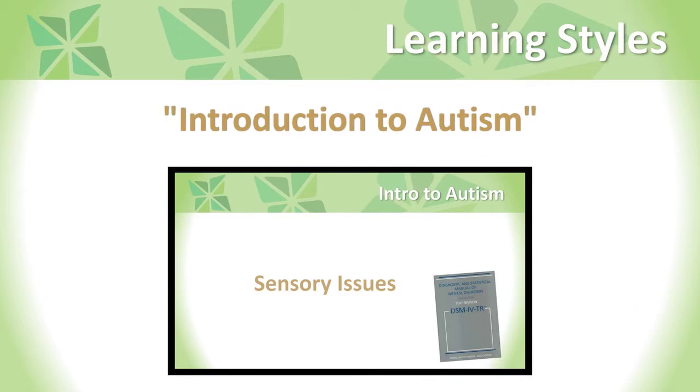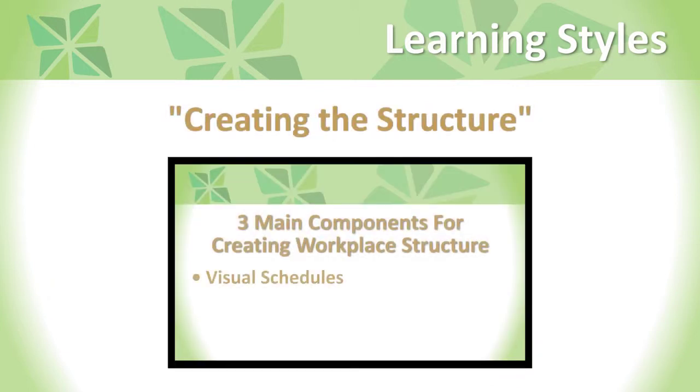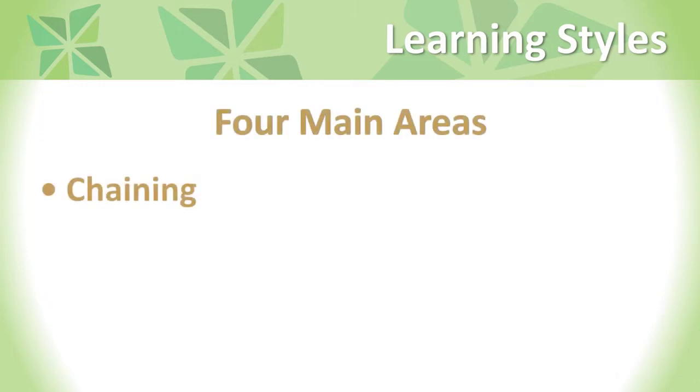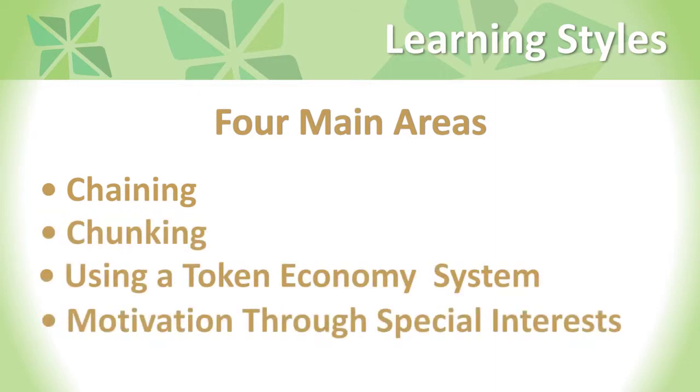In our video Autism 101, we learn that people with autism communicate and understand better when using visual systems. In the Creating the Structure video, we will speak about the different types of visual systems that can be put in place. In this video, we will focus on four main areas: chaining, chunking, using a token economy system, and how to utilize a special interest to maintain motivation.